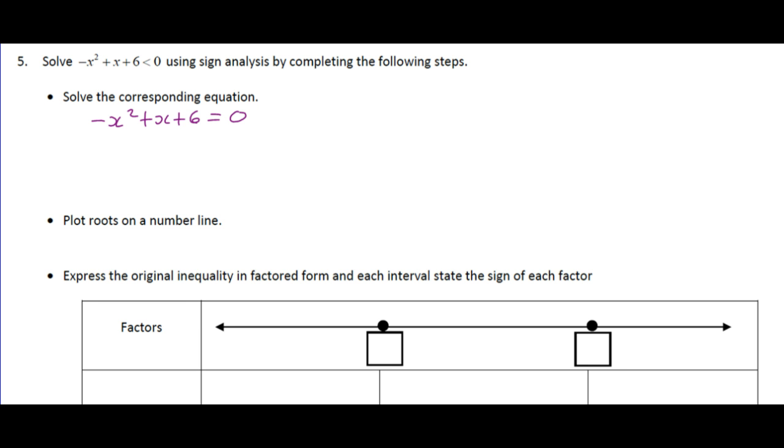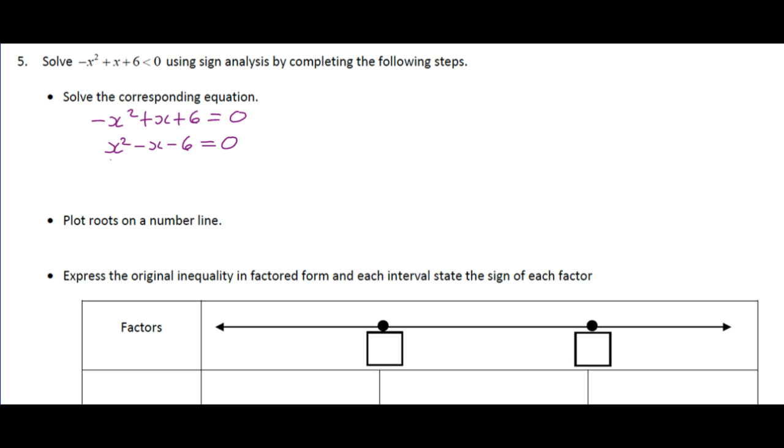Now, if I were you, I would not want to factor something leading with a negative. Since it's equal to 0, I can multiply through by negative 1, and the roots are going to be the same. So this will be x squared minus x minus 6 is equal to 0. Now, you could say, well, you changed the equation. Okay, but I haven't changed the roots. So let's find the roots first.